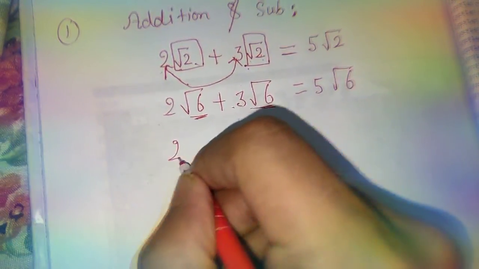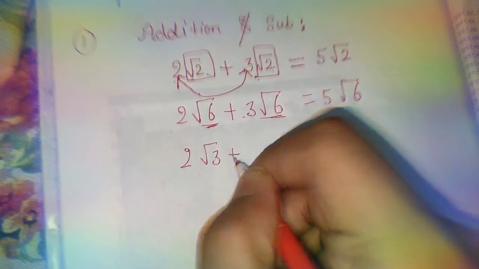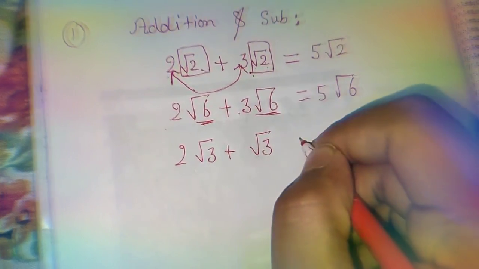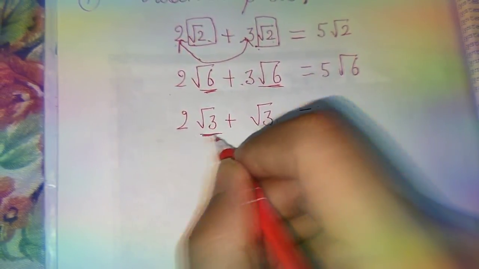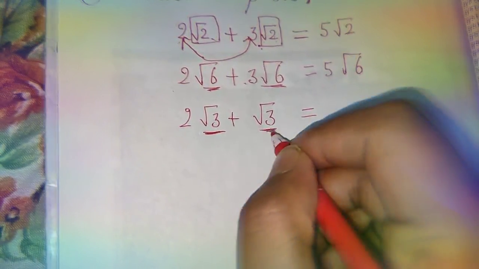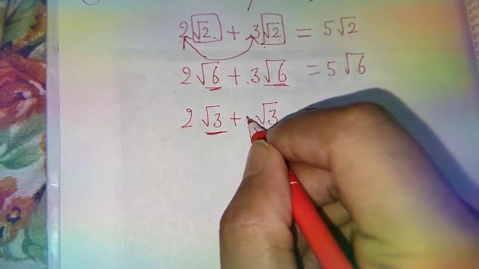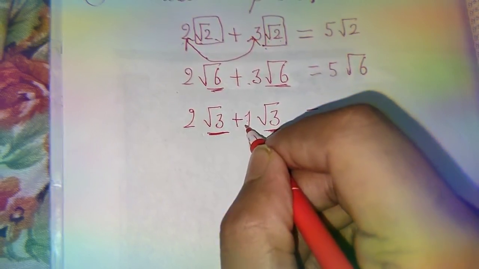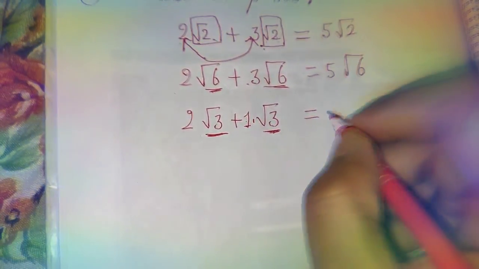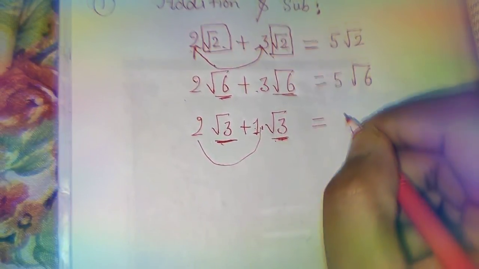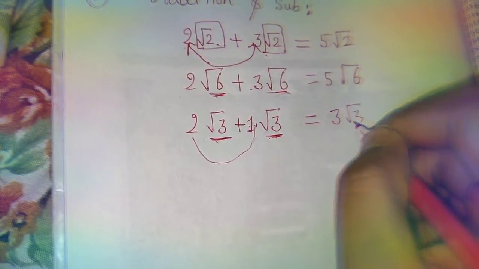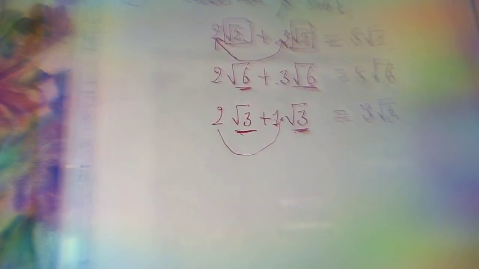Suppose that we have taken 2 under root 3 plus only under root 3, then how will we add this? In this case, see that here it is under root 3 and here it is under root 3, both are the same, but here no multiple is there. If there is no multiple, we can consider it 1. So it can be 2 plus 1, it will be 3 under root 3.